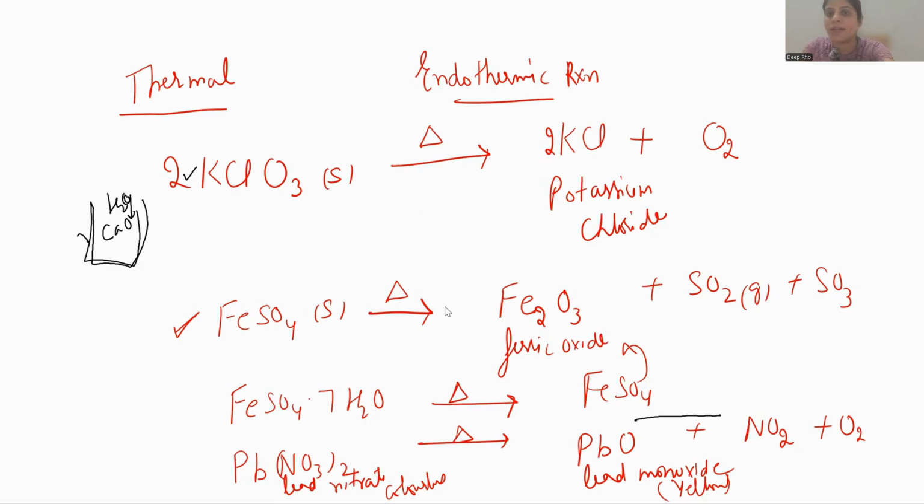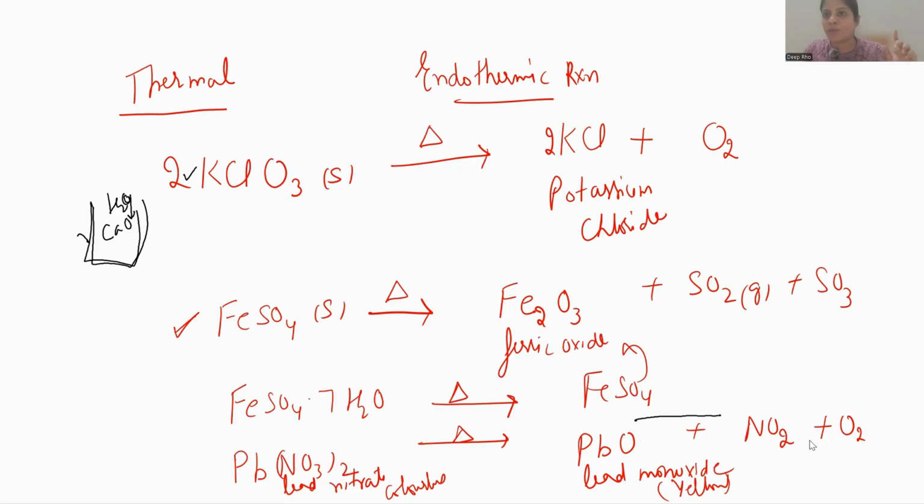This is thermal decomposition. Another good example is lead nitrate. Lead nitrate, a colorless compound, is going to be broken down, decomposed into lead monoxide, nitrogen dioxide, and oxygen. See, lead nitrate is originally a colorless substance. After decomposition, it changes into lead monoxide, which is a yellow colored substance.